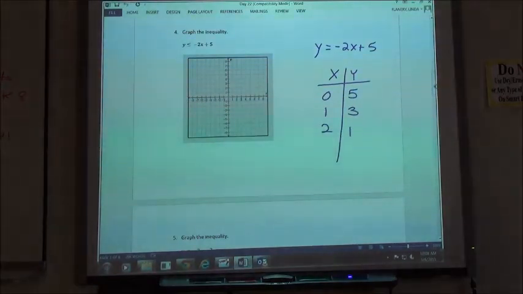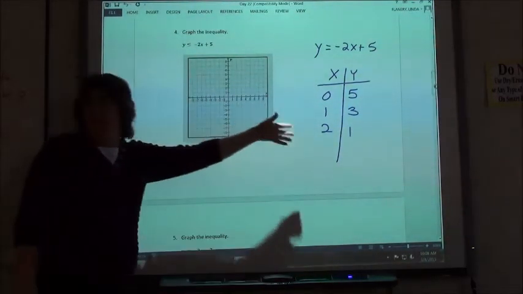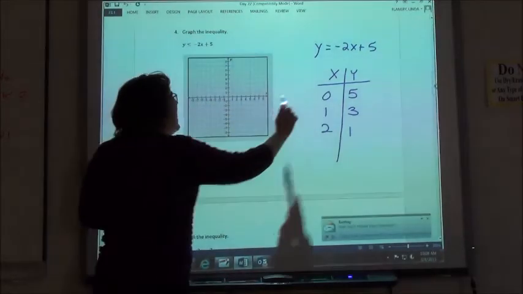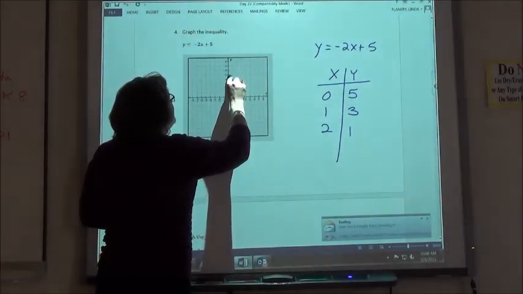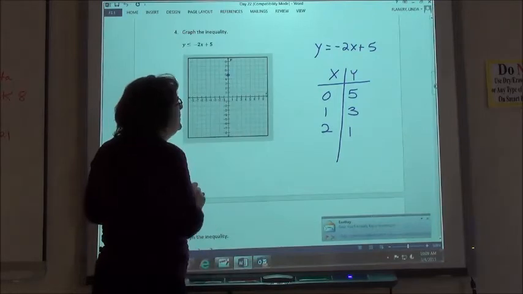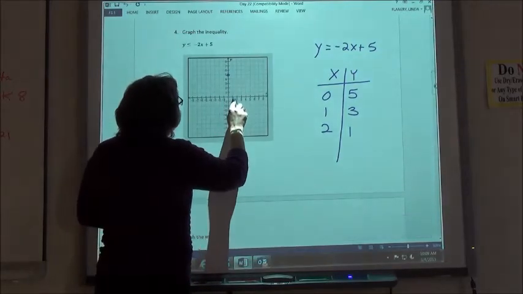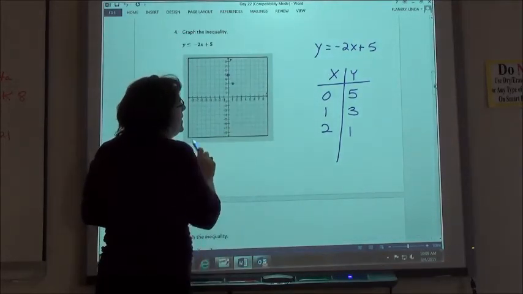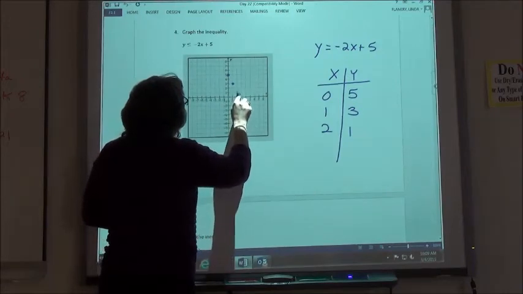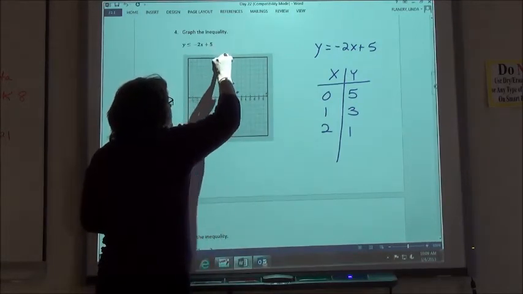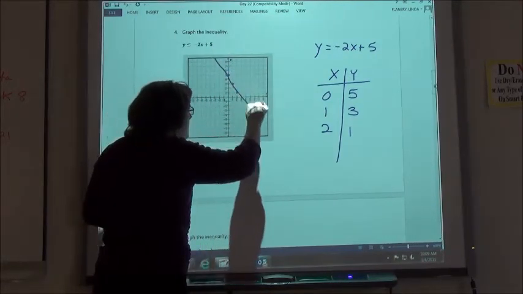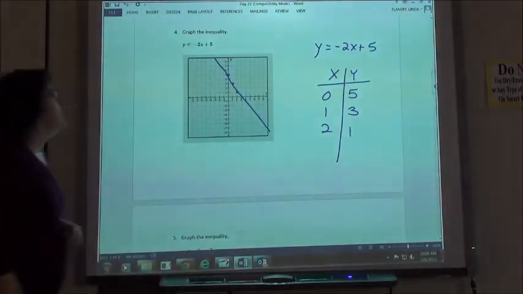Technically, you only have to have 2 points. We do 3 just in case we mess up on one. You could do 4 or 5 if you really wanted to. So 0, 5: 0 over, up 5. 1, 3: 1 to the right and up 3. 2, 1: 2 to the right and up 1. Again, we have to draw our line solid to begin with, which I did.